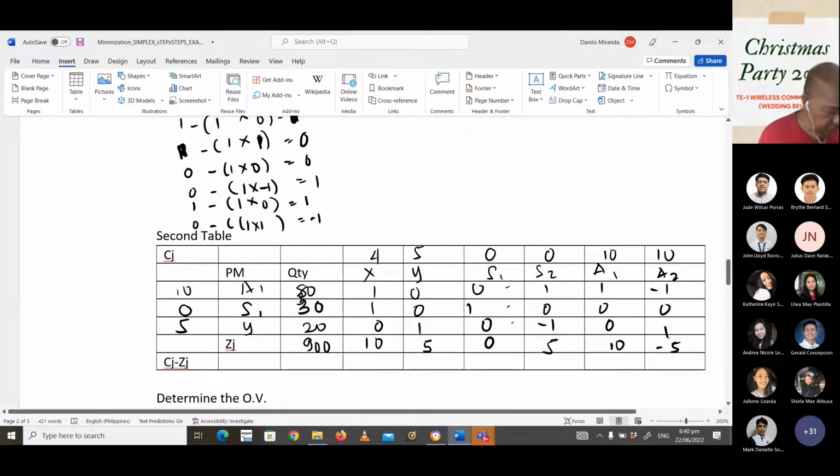So, 10 minus negative 5 is 15, no? 10 minus minus 5 is 15. So, this is 20. 10 minus 10 is 0. 0 minus 5 is negative 5. 0 minus 0 is 0. 5 minus 5 is 0. Then we have 4 minus 10 is negative 6. Yan. Okay, so now we have to determine our new pivotal row.